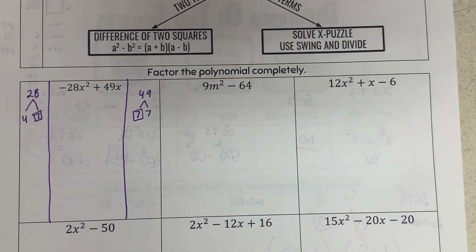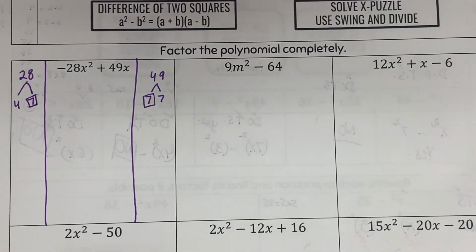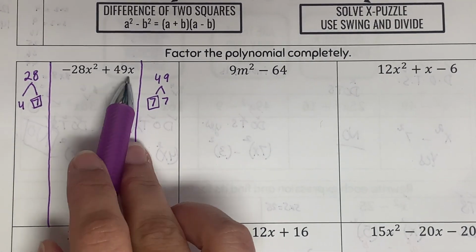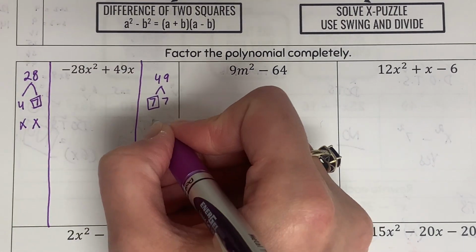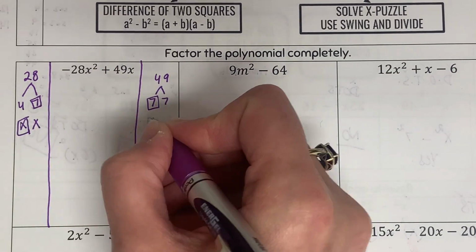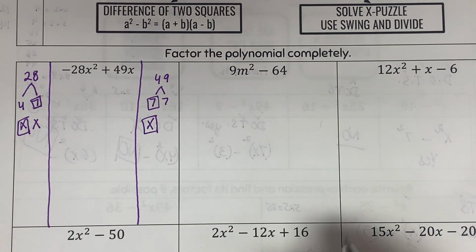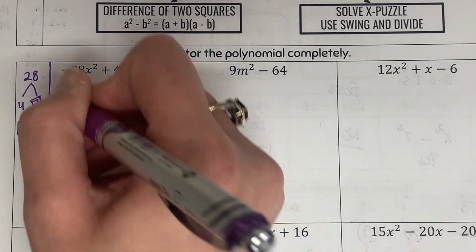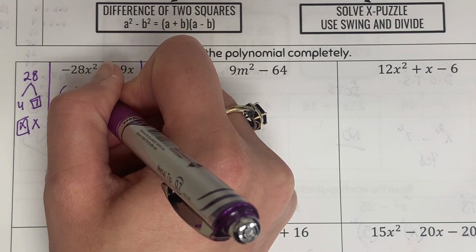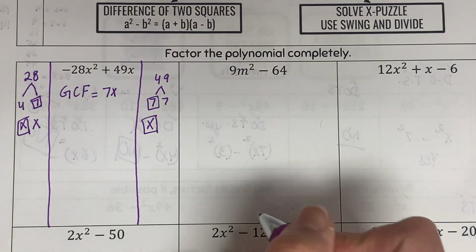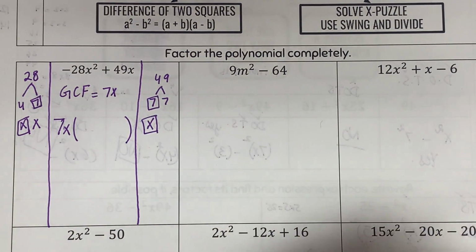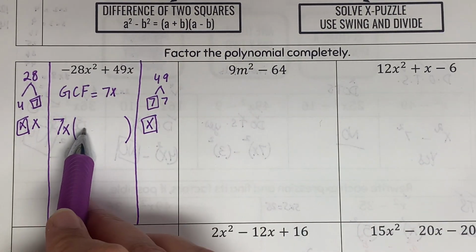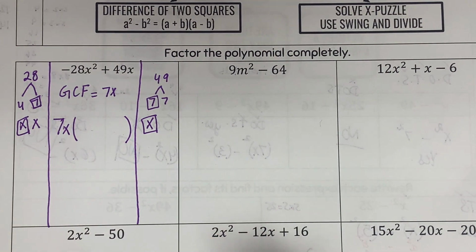Then I am looking at whether they have something else in common, which is the variable. This one has x squared and this one has x. So yes, I have x in common as well. So my greatest common factor is 7x. So I take 7x out, and all I have to do is divide both of these terms by 7x and write the leftover terms inside.